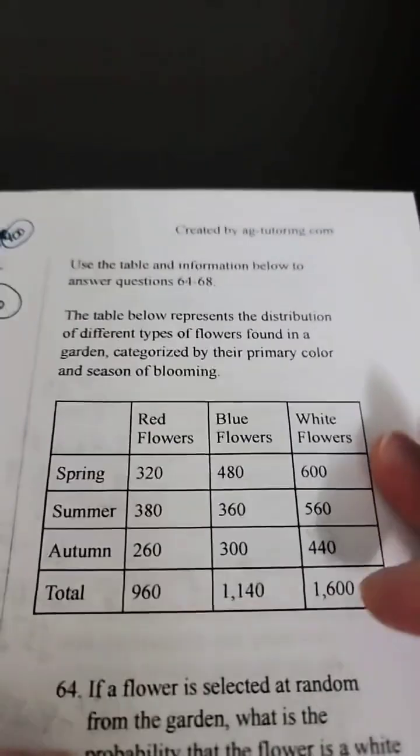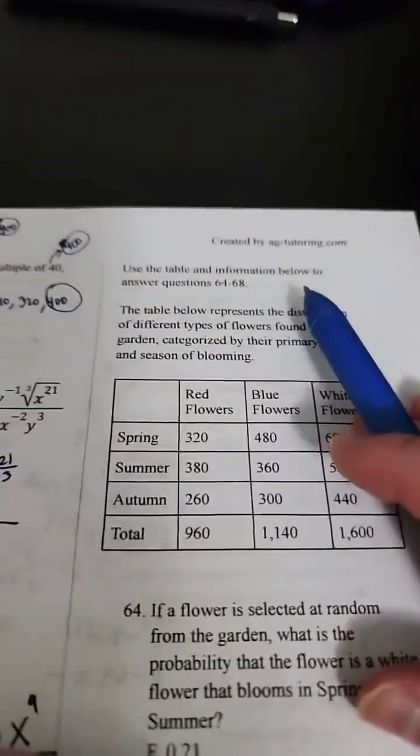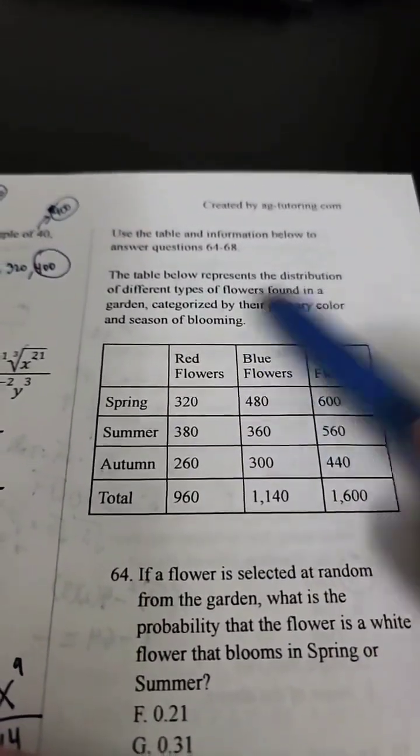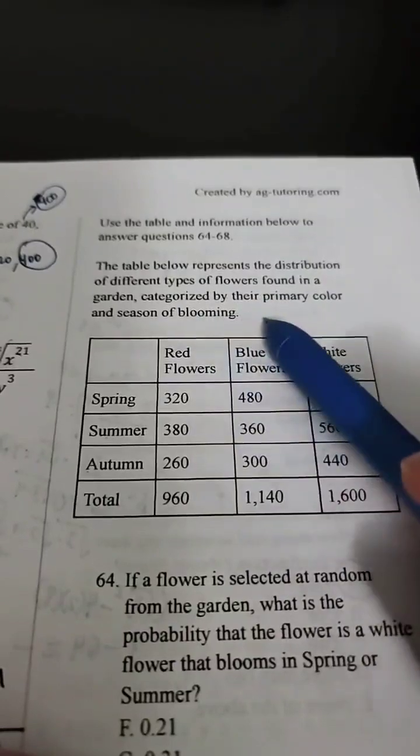So let's go to number, this table is going to apply to number 64 through 68. The table below represents the distribution of different types of flowers found in a garden, categorized by their primary color and season of blooming.